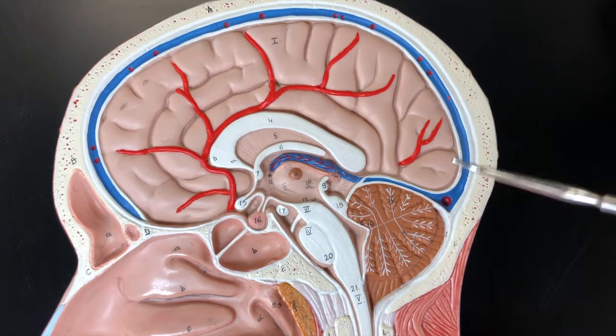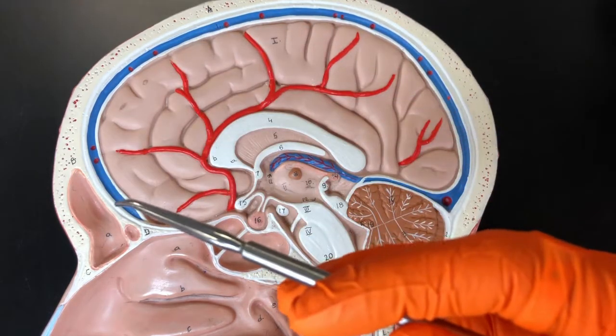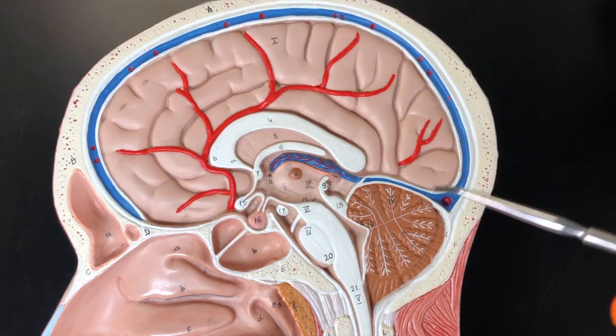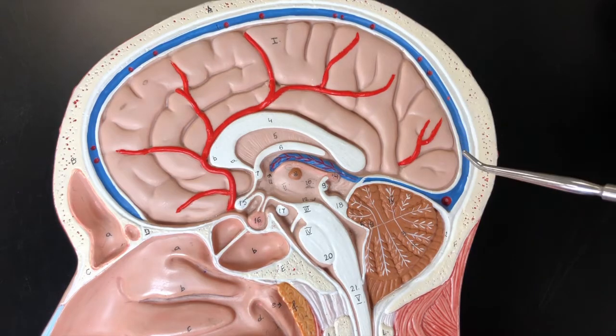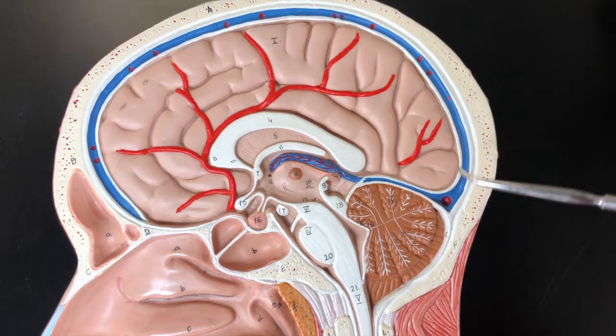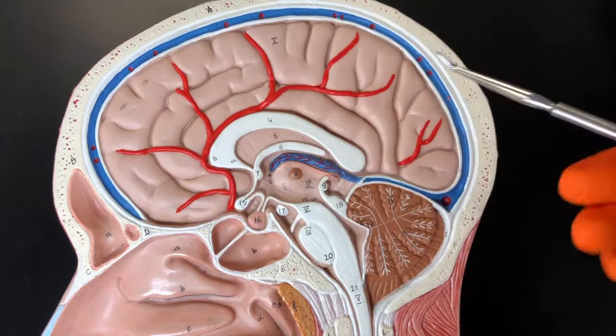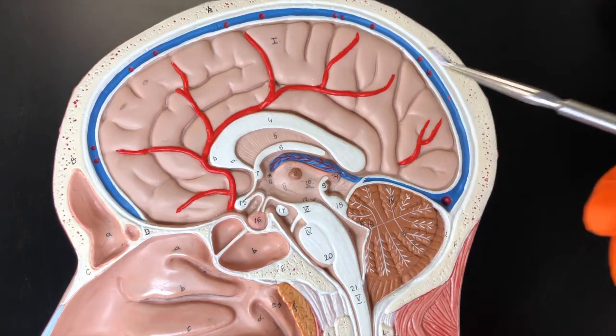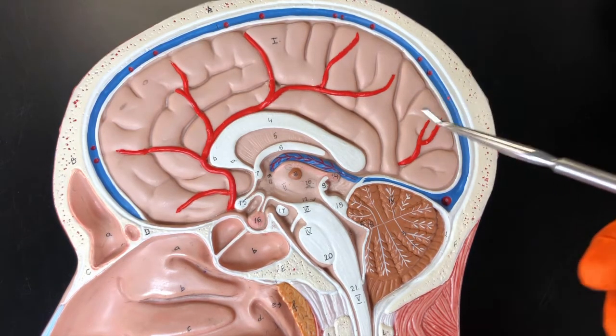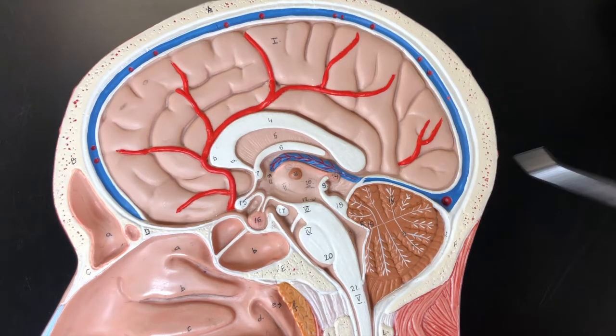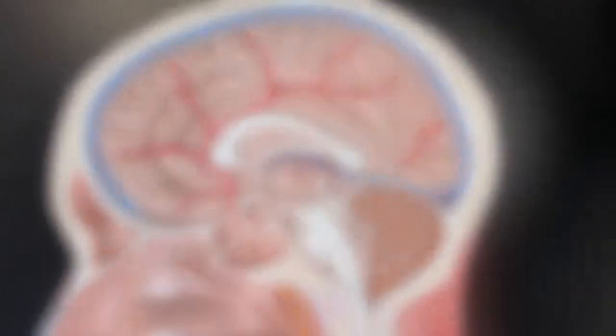The pressure within the subarachnoid space is going to be higher than it is in the dural venous sinus, also known as the superior sagittal sinus, which will ensure that CSF flows into that superior sagittal sinus and not back the other way.